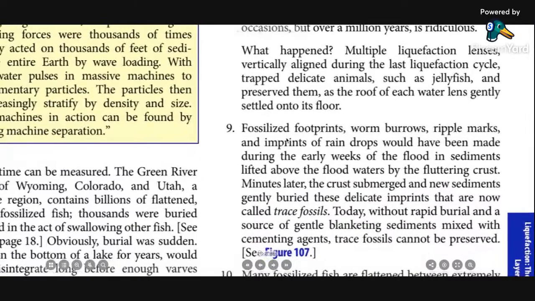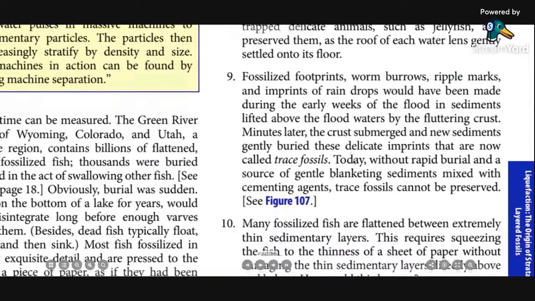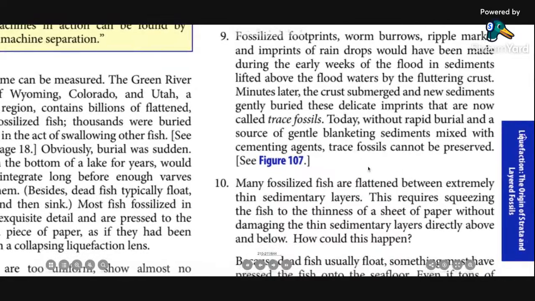Multiple liquefaction lenses vertically aligned during the last liquefaction cycle trapped delicate animals such as jellyfish and preserved them as the roof of each lens gently settled to its floor. Number 9. Fossilized footprints, worm burrows, ripple marks, and imprints of raindrops would have been made during the early weeks of the flood in sediments lifted above the floodwaters by fluttering crust. Minutes later, the crust submerged and new sediments gently buried these delicate imprints that are now called trace fossils. Today, without rapid burial and a source of gentle blanketing sediment mixed with cementing agents, trace fossils cannot be preserved.